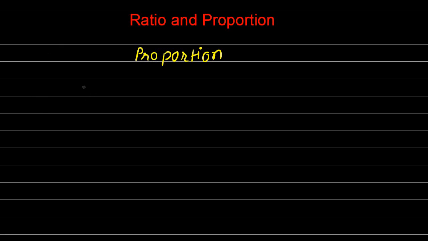For example, a ratio we denote by these two dots, isn't it? But in proportion we denote it with four dots. Or simply we can also put an equal sign between two ratios. By all these means we want to say that those ratios are equivalent, or those ratios are equal.